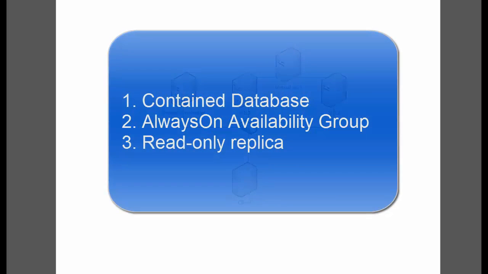One is the ability to set up a contained database so that security can move with the database and not the server. Two is the ability to build an Always On availability group and an Always On listener so that your clients can connect to that availability group. And three would be to set up a read-only replica so that read-only applications would be able to read from the secondary databases and not the primary.